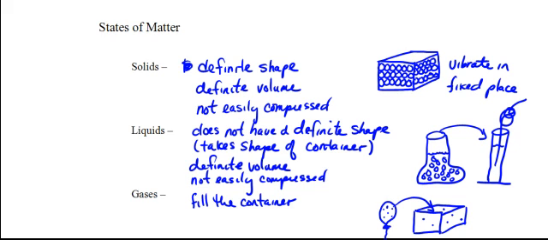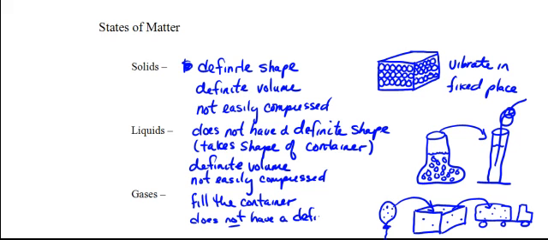And if I put that into a truck, let's just make a little tanker truck here. Here's our truck. Pour it in there. It's going to fill that truck uniformly as well. So it fills the container, and because it fills the container, it does not have a definite volume either.